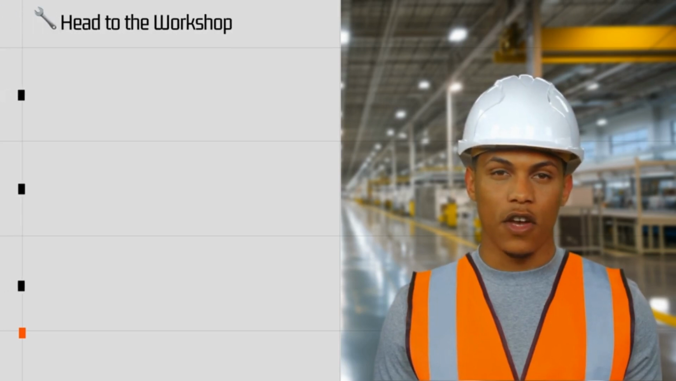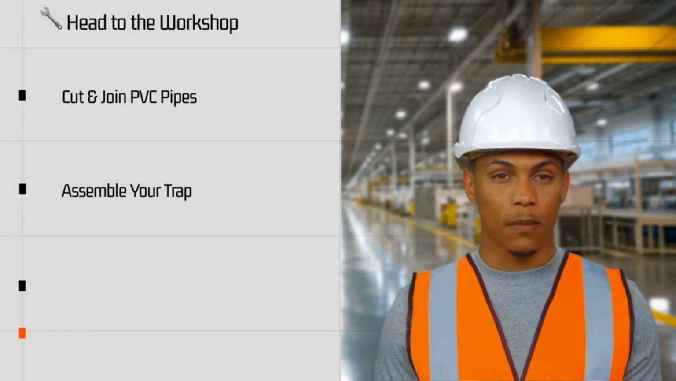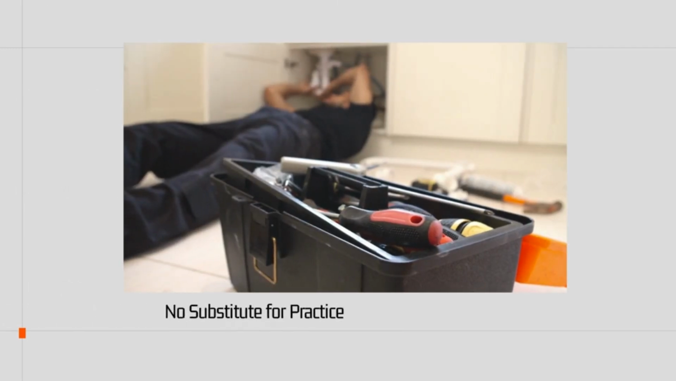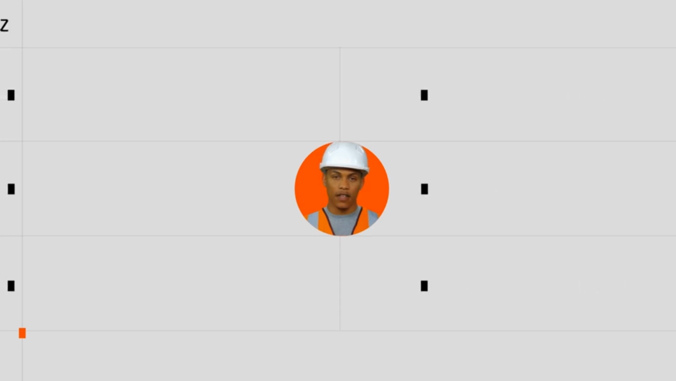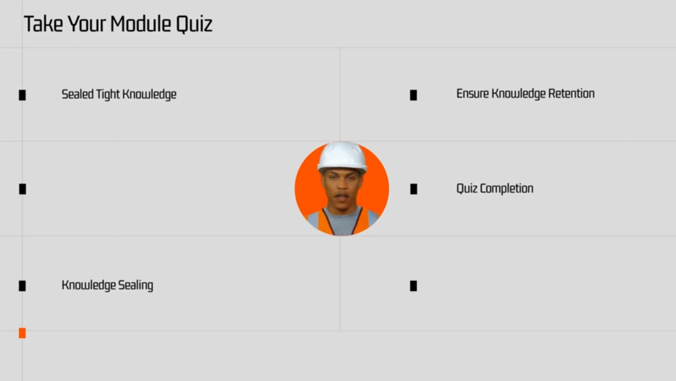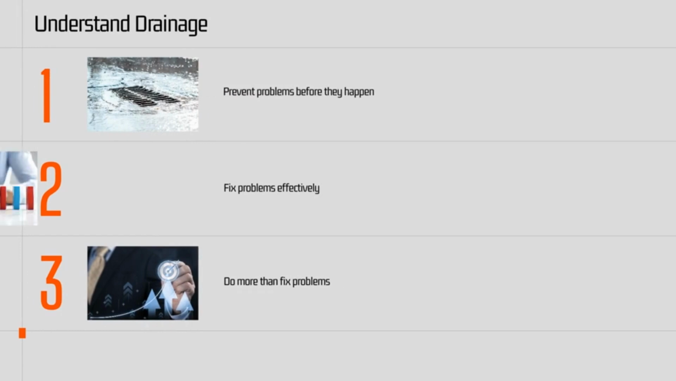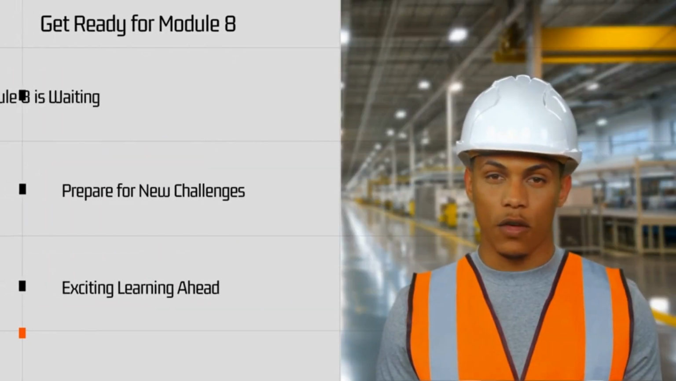Wrench, head to the workshop. Cut and join those PVC pipes. Assemble your trap. Test your slope. There's no substitute for practice. Memo: then take your module quiz. Make sure your knowledge is sealed tight, just like a good drainage joint. Because when you understand drainage, you do more than fix problems, you prevent them before they happen. Get ready. Module 8 is waiting.